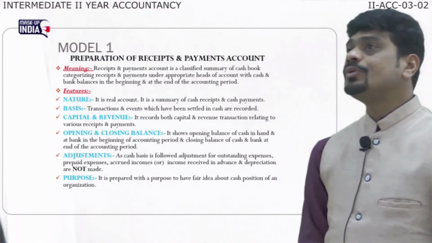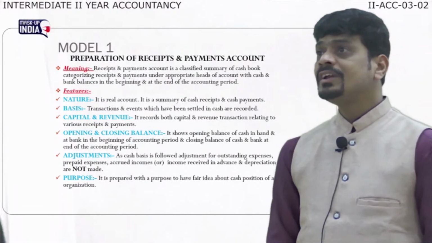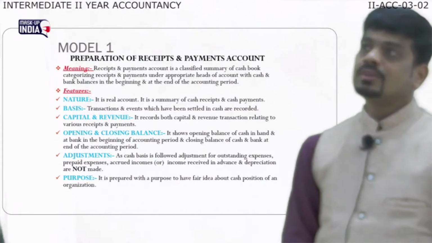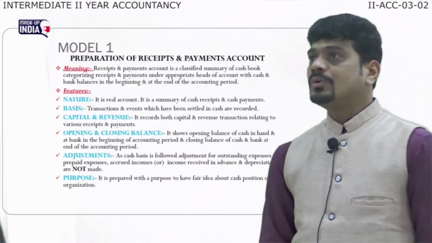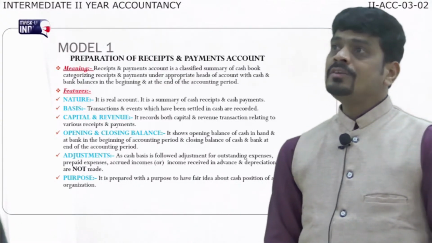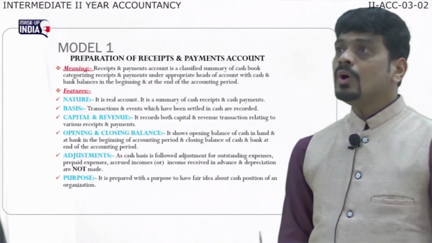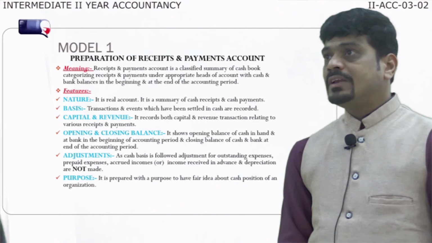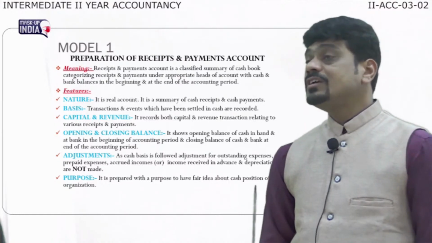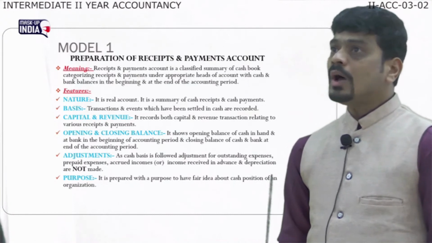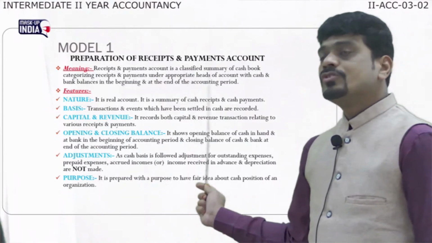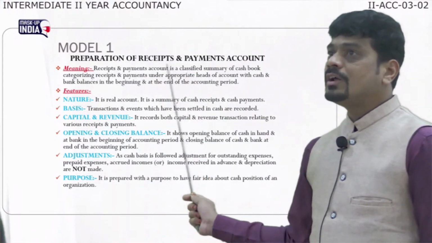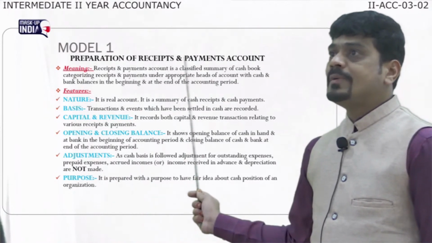Then when I was discussing the features of non-trading concern, my focus was on the maintenance of accounts. And while explaining the maintenance of accounts, I told you that a non-trading concern maintains two accounts and one statement. The balance sheet is a statement. Thereby, we have two accounts. The first account is your receipts and payments account. So today in this session, we are going to learn how to prepare receipts and payments account.